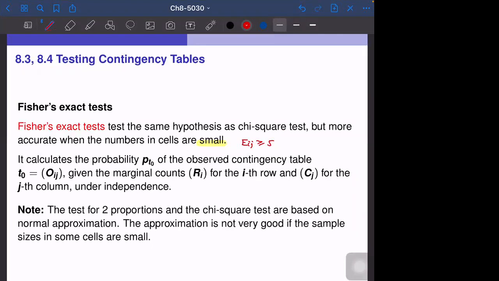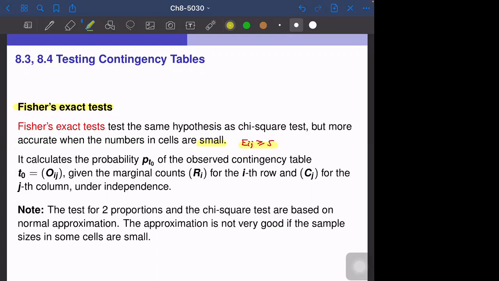Hi, we continue with 8.3, 8.4, testing contingency tables. We have another test, Fisher's exact test. Fisher's exact test tests the same hypothesis as the chi-square test, but is more accurate when the numbers in cells are small. For the chi-square test, it is often claimed that if the expected value is less than 5 for some cells, then the approximation by the chi-square distribution isn't very accurate.